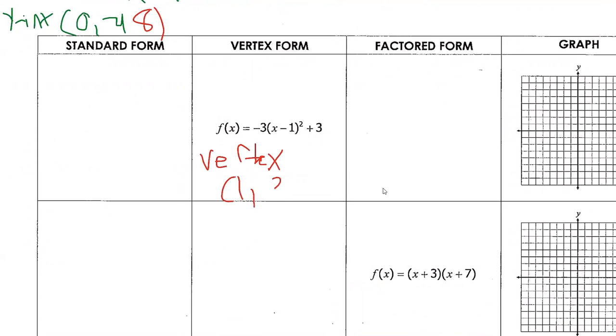That would be 1, 3. Like I said, if you don't have standard form, that should always be your first priority. You want to get your standard form so you can get whatever form you're missing. So for this one, I'm just going to copy what we had.